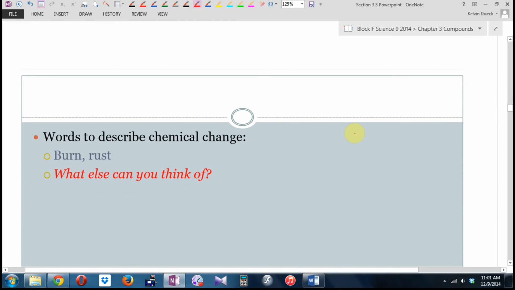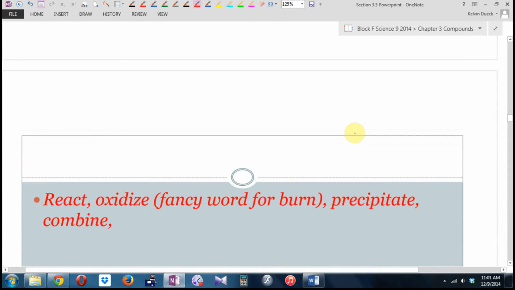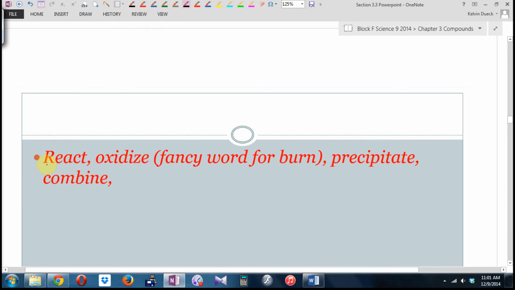Words to describe a chemical change. Burn. Anytime you're burning. Rust. Other words that are chemical changes? Well, here's what I came up with. React, like a chemical reaction. Oxidize, that's the fancy chemical word for burn, because really when you're burning something, you're combining it with oxygen, which is why you need oxygen for flame. Precipitate. Combine. But I'll give you some more common words. You ready?